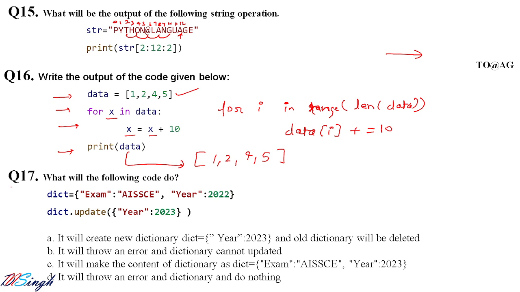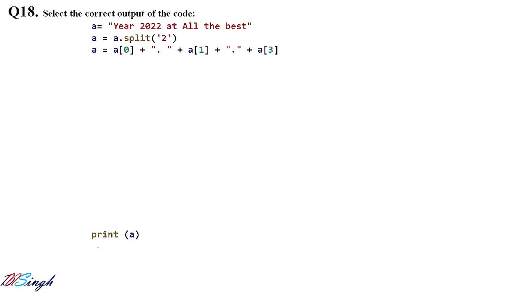Let us see question number 17. What is the following code going to do? When you are updating this dict with update, that is going to update the previous dictionary, and here you have similar keys. So the last updated value is what? 2023. That is going to update in your dictionary. It will make the content of the dictionary exam, that will remain the same, AISSCE, and for key year the value will become 2023. So that will be the correct answer. Let us go for the next question.